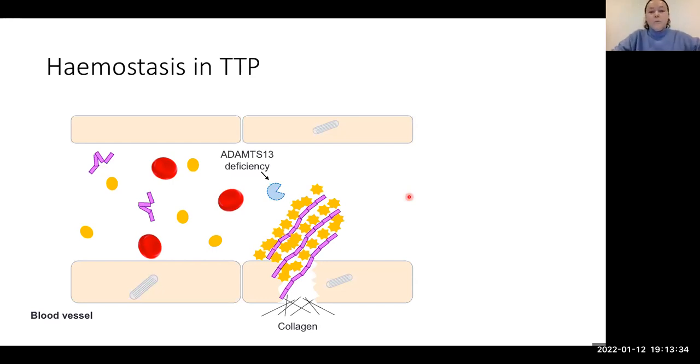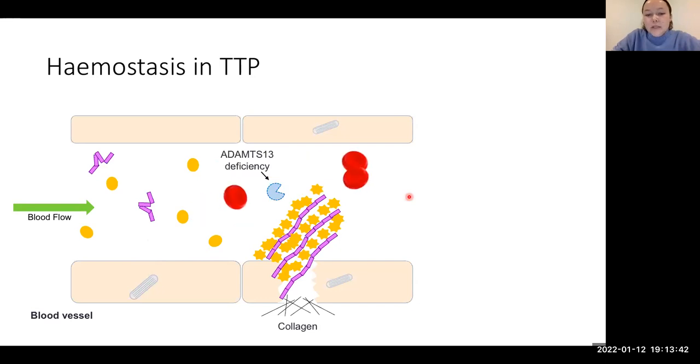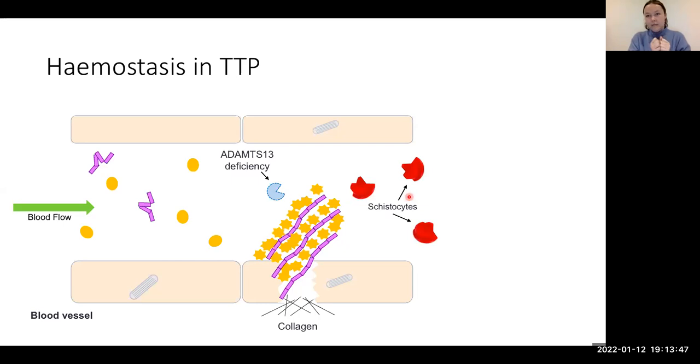Therefore, we get narrowing of your blood vessel, and as red blood cells pass through, you see fragmentation of red blood cells. They burst open and become fragmented, and these are called schistocytes, which is often something that can be found in the blood of patients with TTP. Also, these clots can become dislodged and travel to very small vessels, often in the kidney and the brain, and then lead to a lack of blood flow to organs.